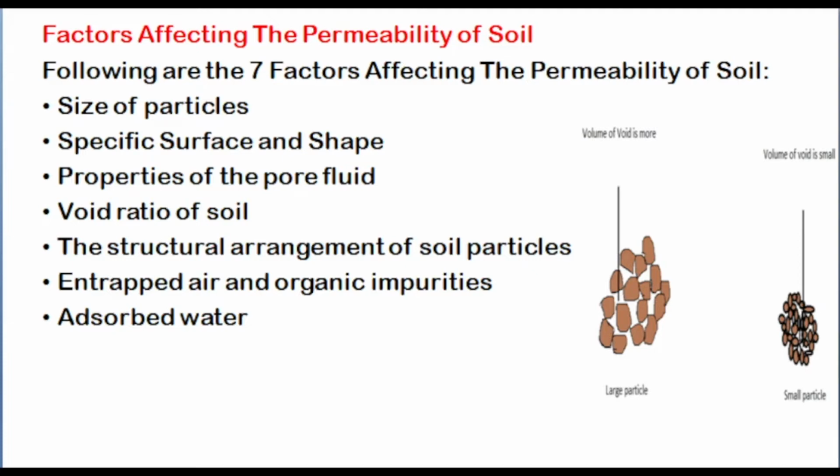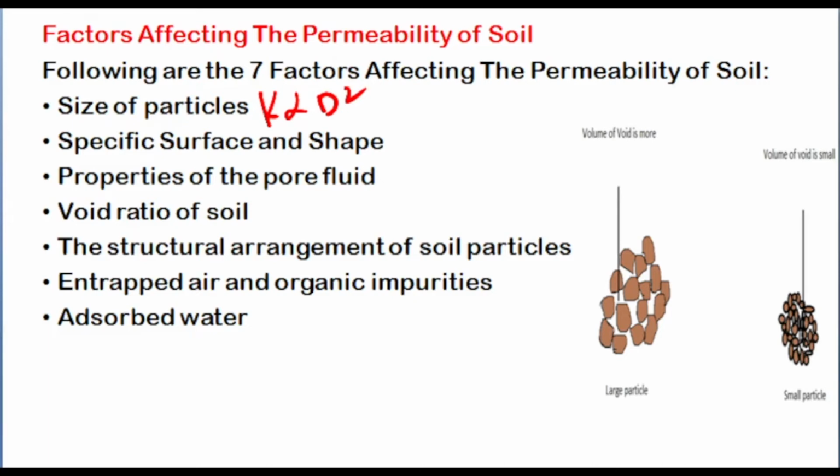Now, let us also see what are the factors affecting the permeability of the soil. Initially we have the size of the particles. We all know that soil is divided into coarse grained soils and fine grained soils. Coarse grained soils have more permeability, fine grained soils have less permeability. So, I can write it as K is proportional to D square. As the diameter increases, permeability increases.